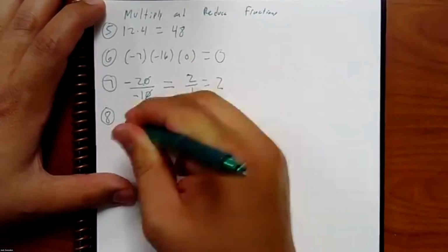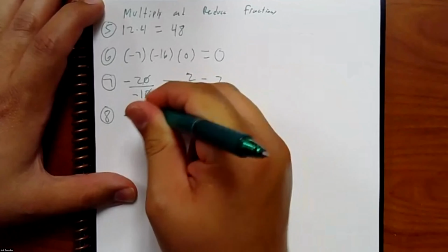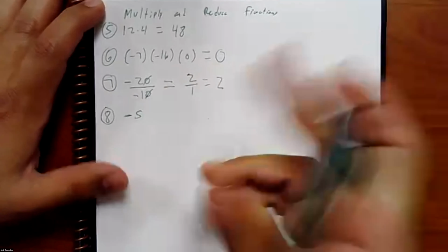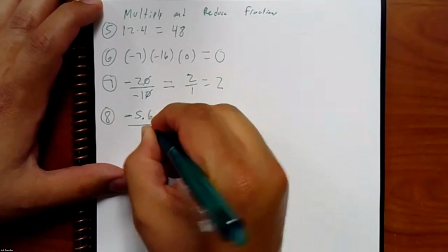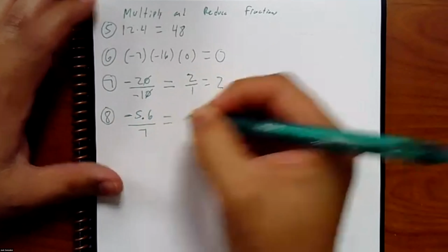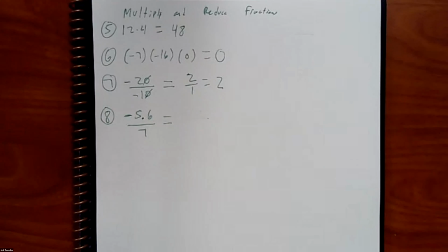We made up our own question. Negative 5.6 divided by 7. It's like 7, bro. Was that 2? Because I did it a different way than you, like doing your negative 6.